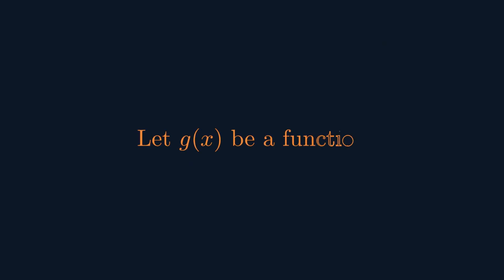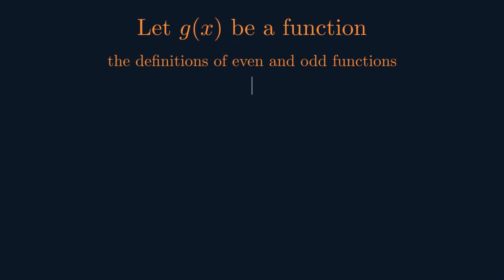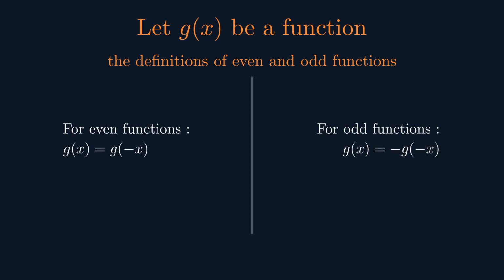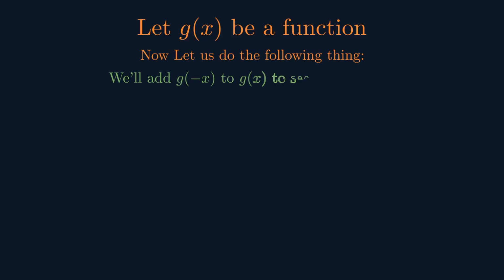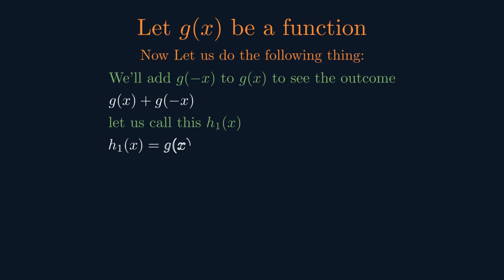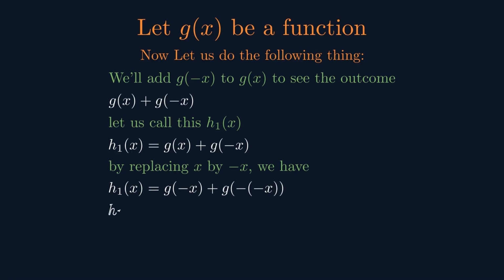Let g(x) be any function. The definition of an even function is g(x) equals g(negative x). An odd function is defined as g(x) equals the negative of g(negative x). If I add to a given g(x) value the image of negative x through the same function, I will obtain the following thing. We're going to call the resulting function h1(x), which is g(x) plus g(negative x). You should agree with me that this is an even function, since we obtain exactly the same expression if you change the argument x to negative x.